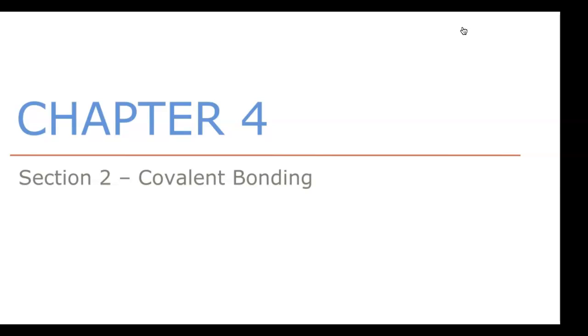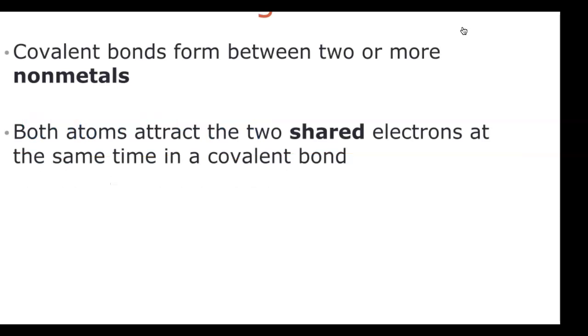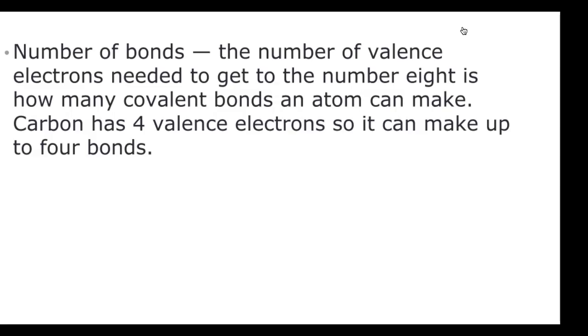The only atoms involved are atoms of nonmetals, so very few elements are going to be involved in this. So covalent bonds form between two or more nonmetals. Remember, those electrons are shared between each of the elements' atoms. The number of bonds is going to be based on the number of valence electrons that are needed to get to that magic number of 8, that octet rule.